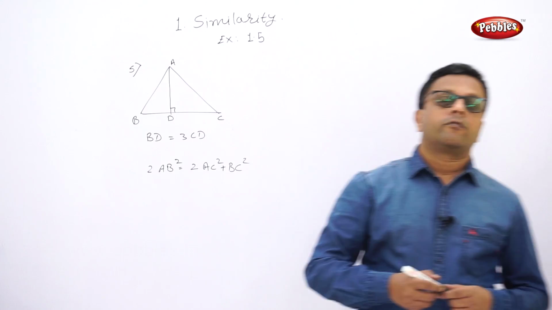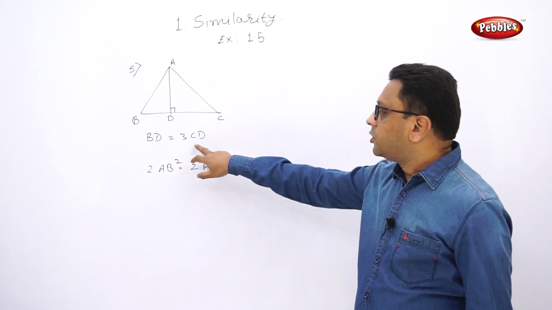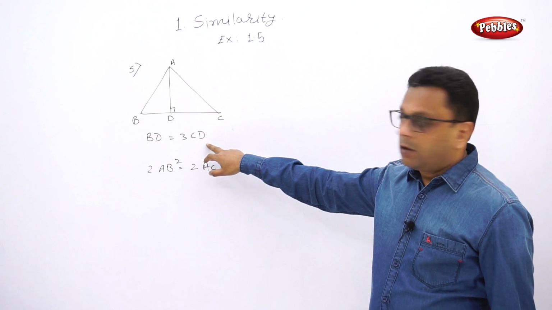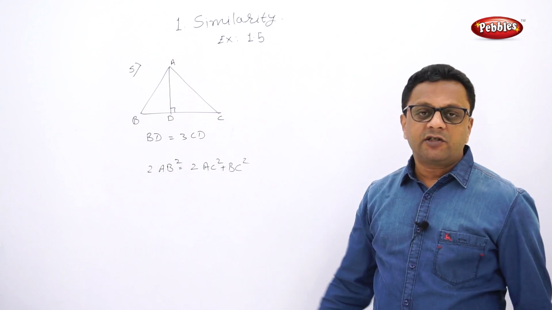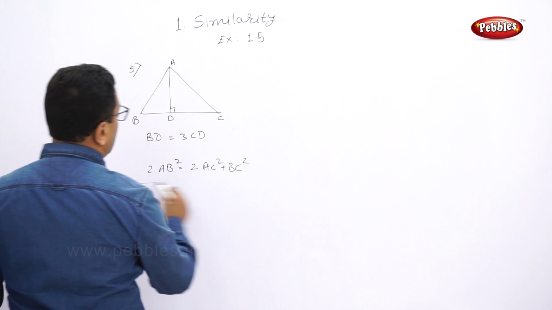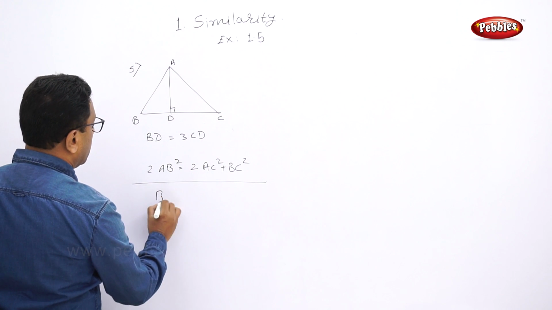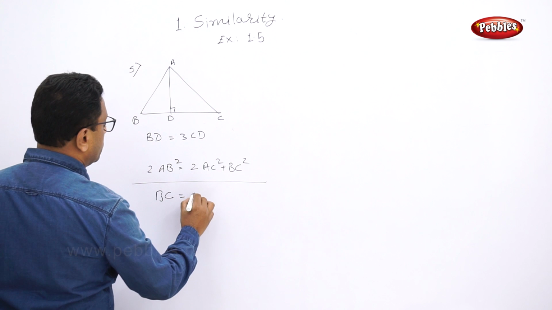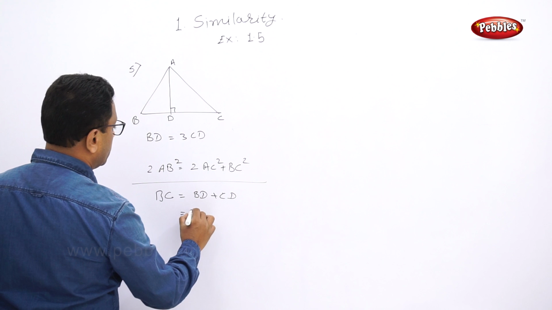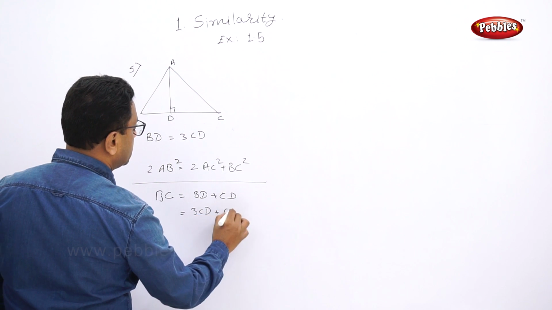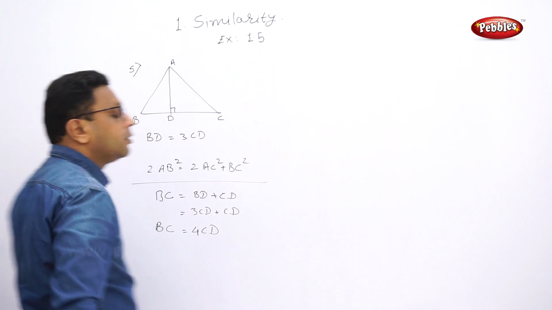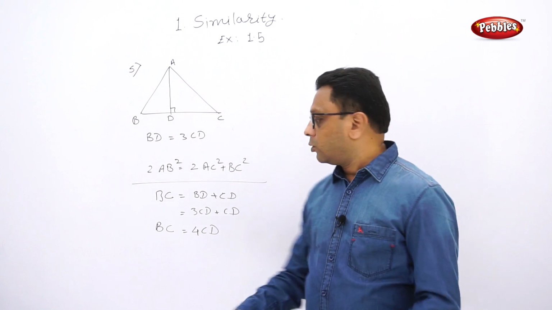Just think of it. Now first of all, this is given, BD is equal to 3CD. Okay, but what is BC? BC is nothing but BD plus CD. So first of all I will write that BC is equal to BD plus CD, which is equal to 3CD plus CD, that is 4CD. This is what BC is. BC is equal to 4CD.